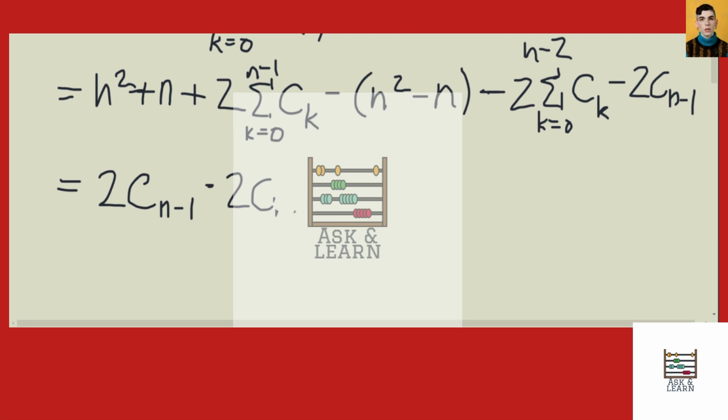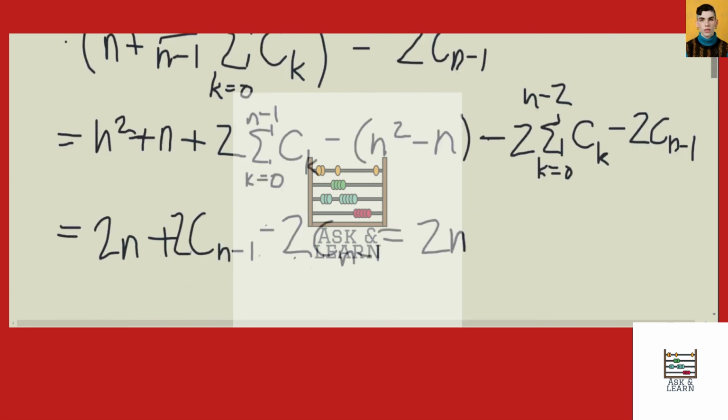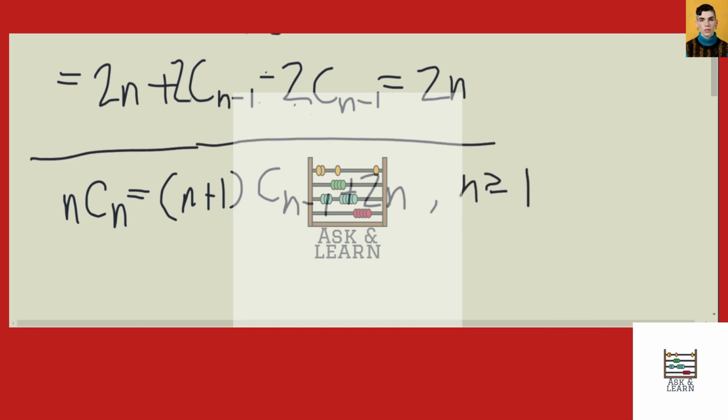Or instead of 0, it should be: the n's don't cancel out, they actually add, so I get 2n plus 2Cn minus 1 minus 2Cn minus 1, which is 2n. And rearranging, I get nCn is equal to n plus 1 times Cn minus 1 plus 2n for n greater than or equal to 1. So here's a recurrence relation.